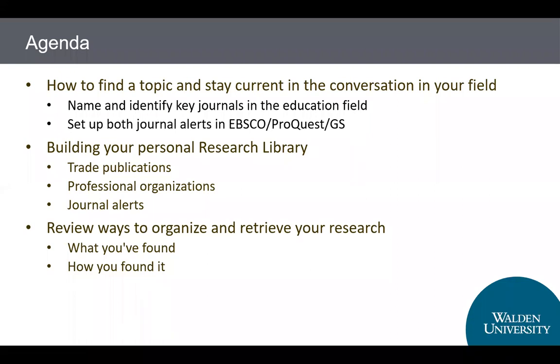Mainly, when we talk about finding a topic, we want you to be able to find a dissertation, doctoral level topic that you're going to be able to complete your capstone with. To do this, you're going to have to start to stay current in the conversation in your field. So we're going to go over how to do that. We're going to talk about journals in the field of education, how to set up journal alerts, how to build your own personal research library, and ways to organize and retrieve your research. Because what good is your research if it's organized but you still can't find what you're looking for?